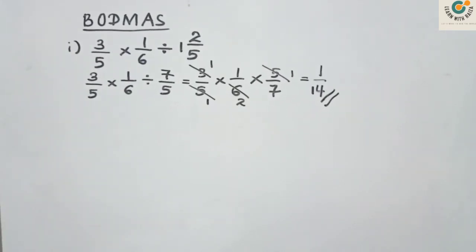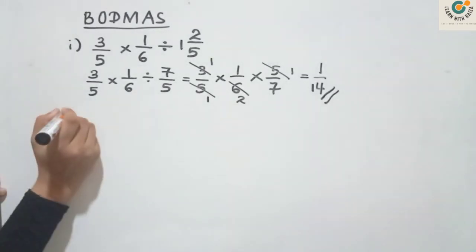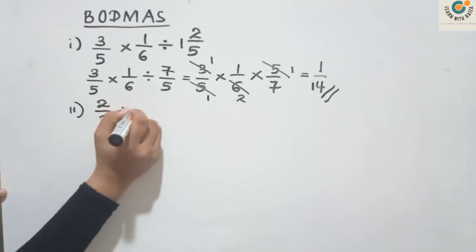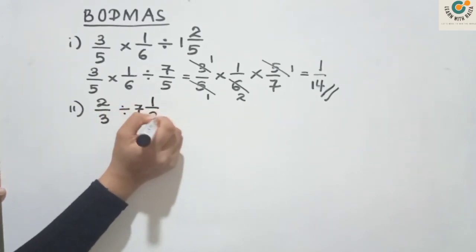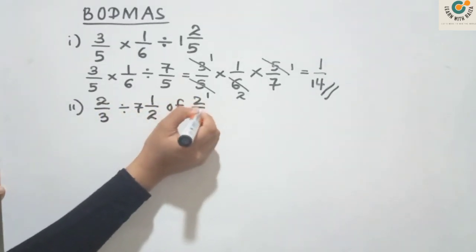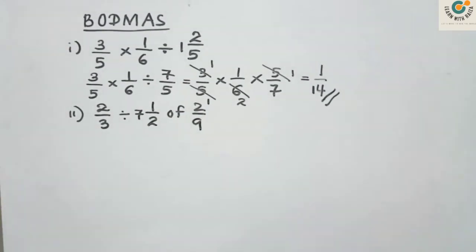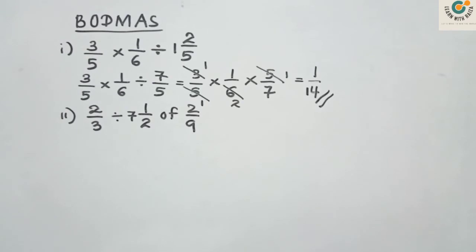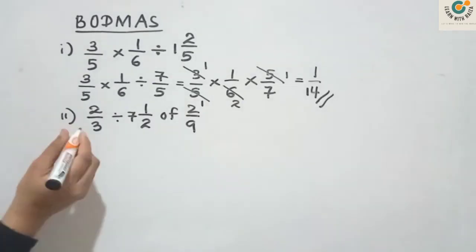The second example, let's take with the off part now. 2 upon 3 divided by 7 1 upon 2 of 2 upon 9. Of is there, division is there. Look at this. Of stands first, division stands second. So according to the BODMAS, now let's solve this.